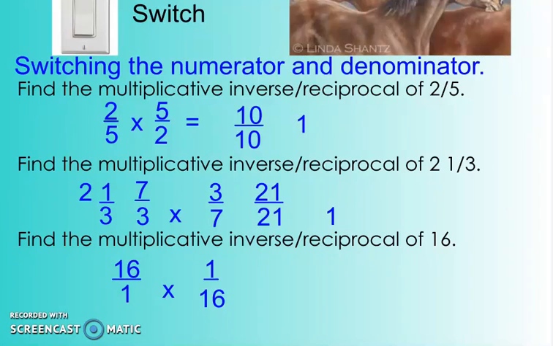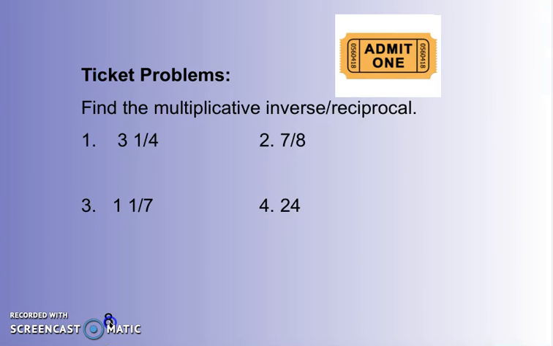Now, what I would like you to do as ticket problems, I would like you to tell me the multiplicative inverse or the reciprocal of these 4 fractions or mixed numbers.